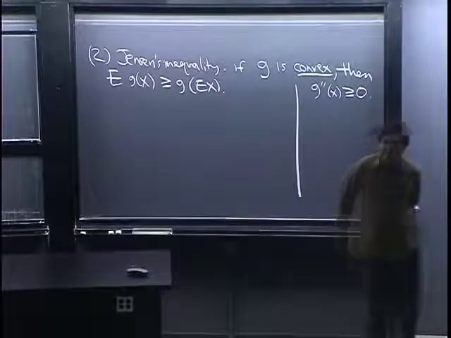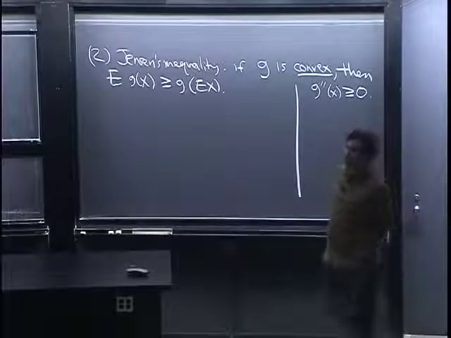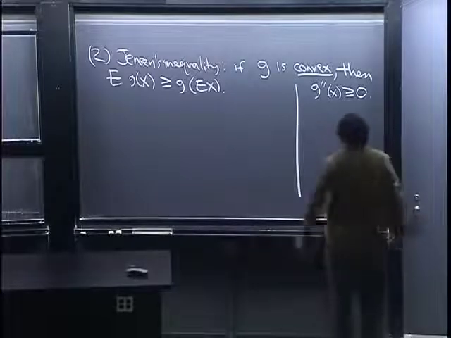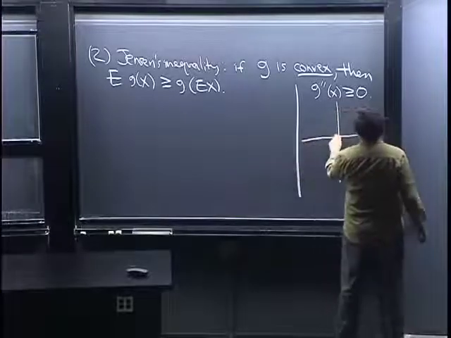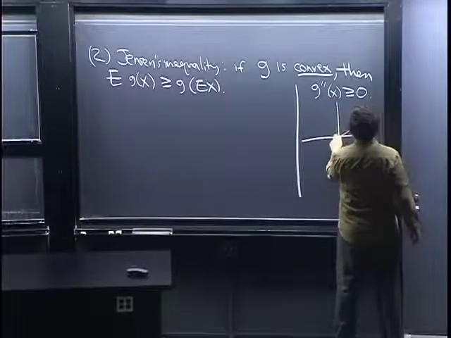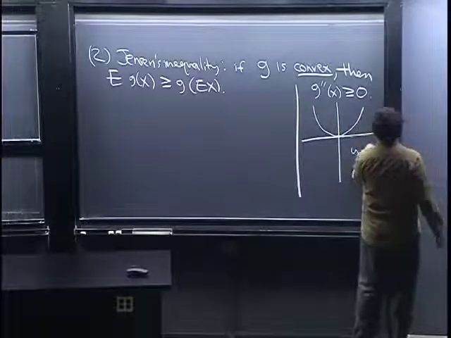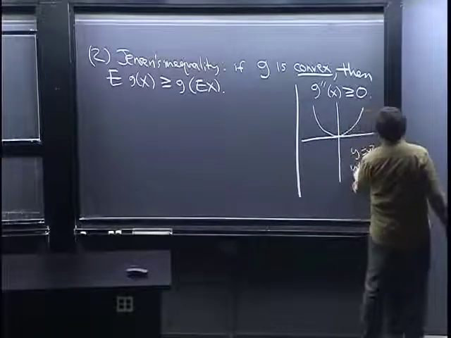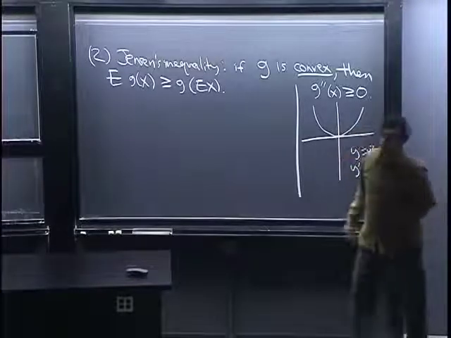That's usually the easiest way to determine if a function is convex. Just take the second derivative. So a simple example would be y equals x squared. It can draw this U-shaped thing. If y equals x squared, then the second derivative is 2, which is positive, so this is convex.